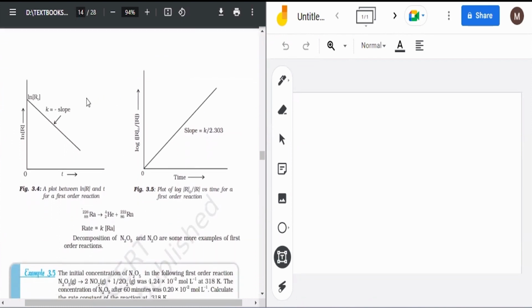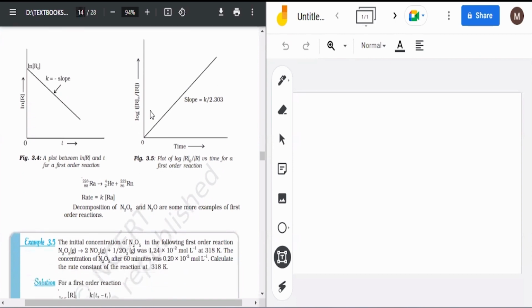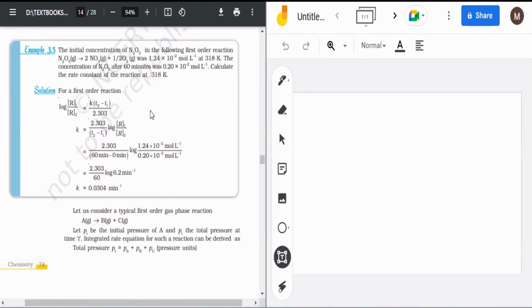Now the plots again. Since the slope of ln R versus t is negative, we get this type of graph. And with time, you can get this because k is equal to (1/t) ln(R0/R). So on plotting it on an XY graph, we will get this type of graph. Remember one thing, this is for ln R versus t, and this is for log of R0 by R versus t. Both are different graphs, so don't get confused. Now this is an example which we will be doing in our question part.